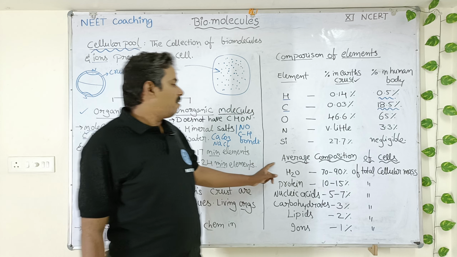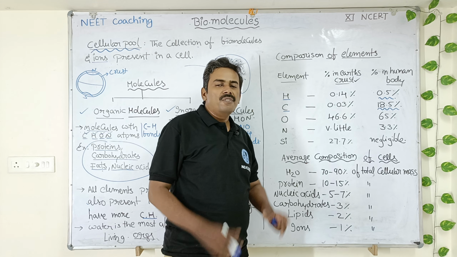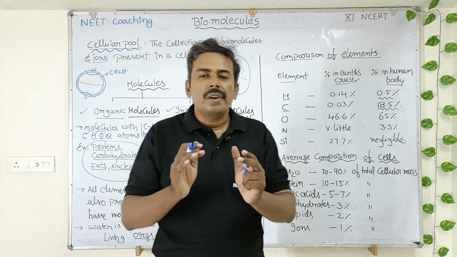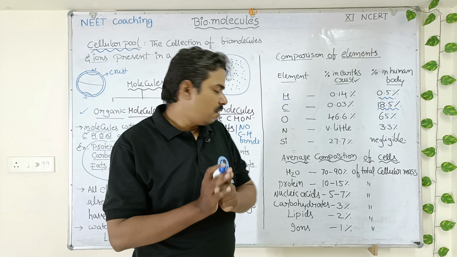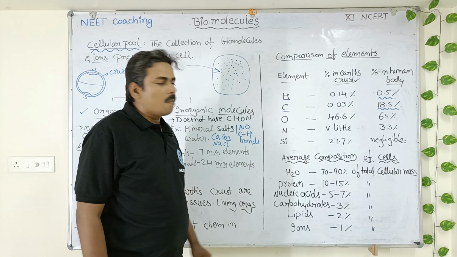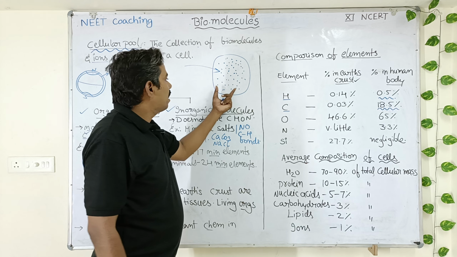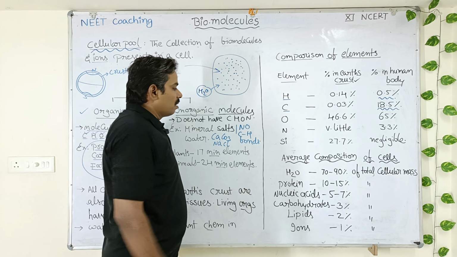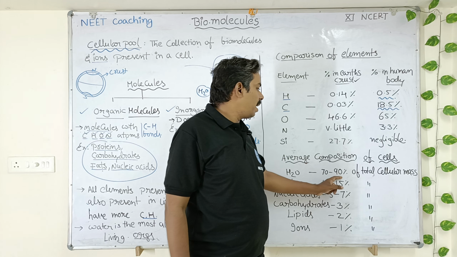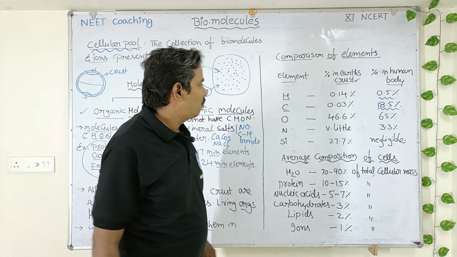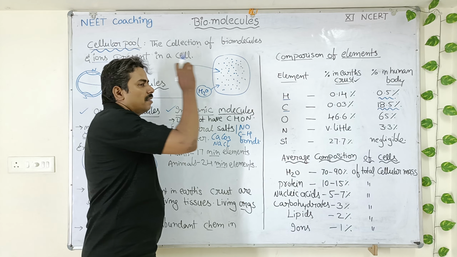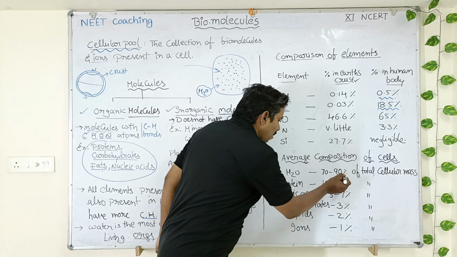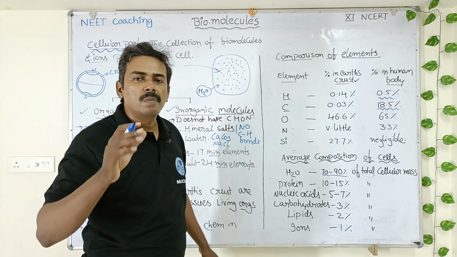Next, average composition of cells. If you take a cell and measure the cellular mass, every component will have a certain percentage of the cellular mass. Take the water component of a cell: whatever water molecules are present inside the cell, the water percentage will be 70 to 90% of total cellular mass. In the entire mass of the cell, water has the highest percentage. What is that? 70 to 90% is water.